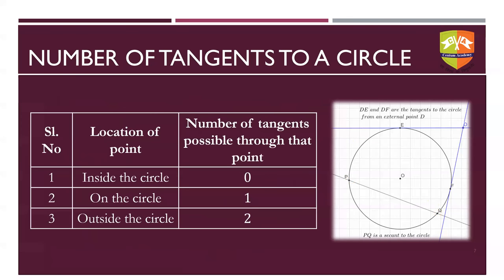Now, inside the circle, there are zero tangents possible, right? From inside of a circle, you cannot have any tangent drawn onto the circle. If the point is on the circle, then one tangent is possible. As you can see, if you consider this point E here or F here, only one tangent is possible. And if the point like D is outside, then there are two tangents possible. The entire 10th grade syllabus around the circle is dependent on the properties of these tangents and secants.